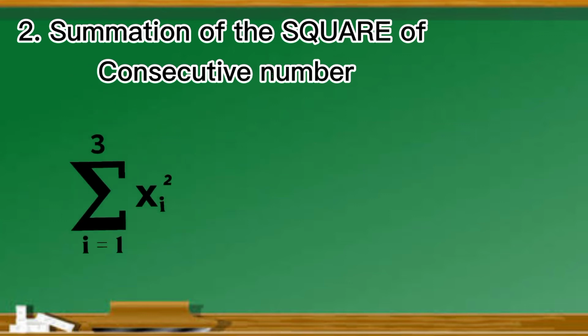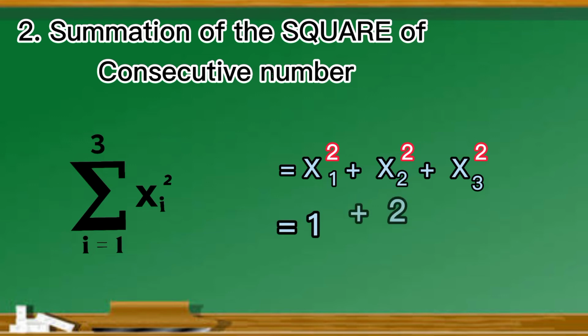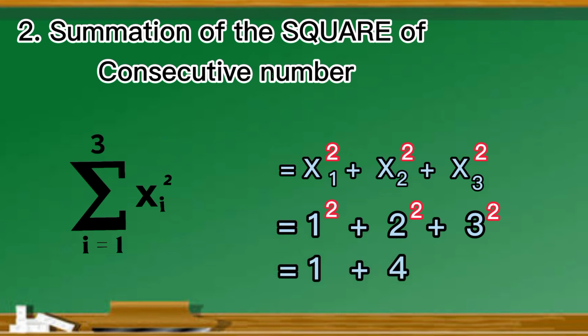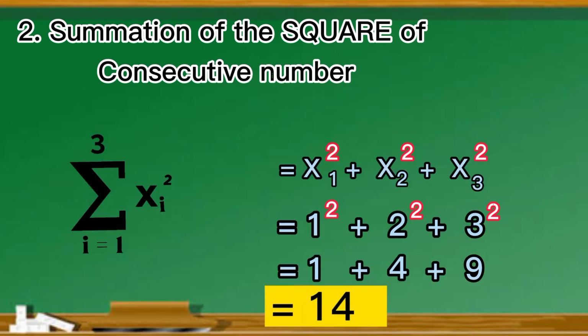Ngayon, magbigay tayo ng example. We have sum of x squared that is from 1 to 3. Meaning to say, we are going to add numbers from 1 up to 3, kung saan each number is in a squared form. So, we have x sub 1 squared plus x sub 2 squared plus x sub 3 squared. So, ito ang magiging itsura ng bawat term sa ating summation. Ngayon, isubstitute natin ang value ng x's. So, for x sub 1, we have 1. For x sub 2, we have 2. For x sub 3, we have 3. And then, i-squared natin each term. 1 squared is 1. 2 squared is 4. And 3 squared is 9. Then, add, we get 14.